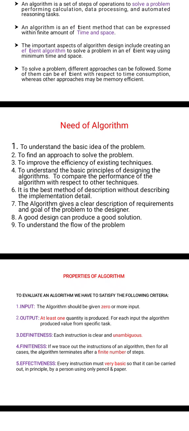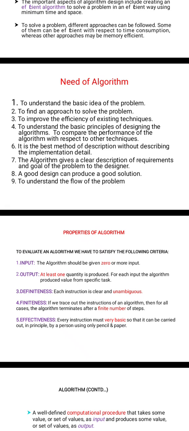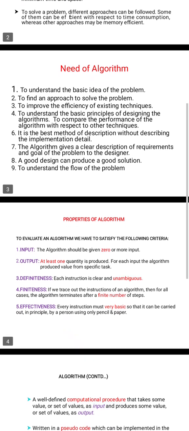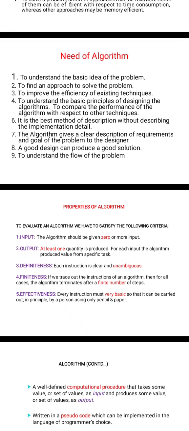To understand the basic idea of the problem. Next, to find an approach to solve the problem. How we are improving the efficiency of existing techniques. The fourth one is to understand the basic principles of designing algorithms. The fifth one is to compare the performance of the algorithm with respect to other techniques. The sixth one is that it is the best method of description without describing the implementation detail. The seventh one is that the algorithm gives a clear description of the requirements and goal of the problem to the designer. A good designer can produce a good solution and understand the flow of the problem.